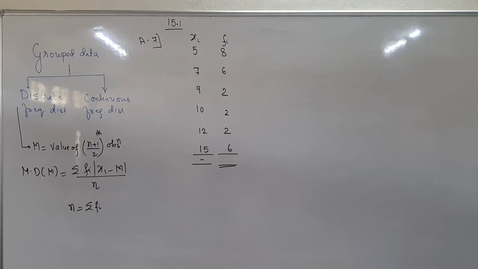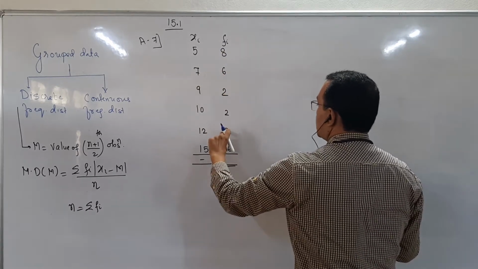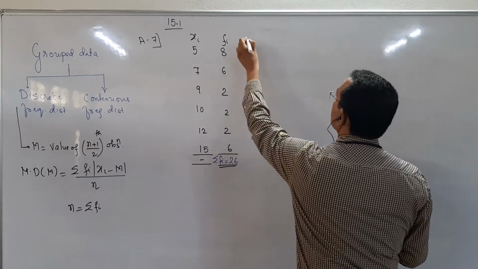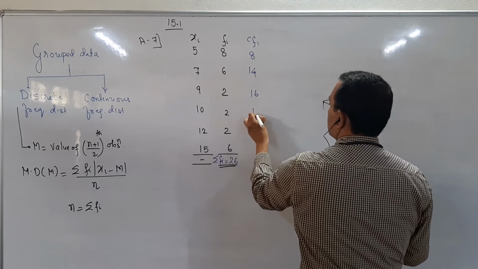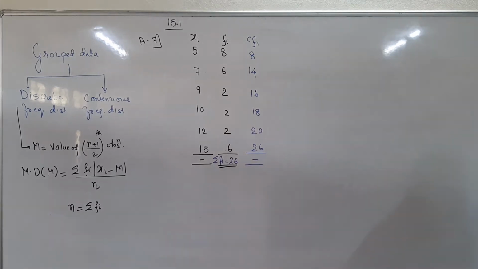Now students, all of you concentrate. This is going to be really easy once you understand. This is possibly the easiest type of sum. Now students, what is the total of fi? 8 plus 6, 14 plus 4, 18 plus 2, 20 and 6, 26. So total of fi is 26. Find cf. 8 plus 6, 14 plus 2, 16 plus 2, 18 plus 2, 20 plus 6, 26. I hope all of you know, students, how to find cf.